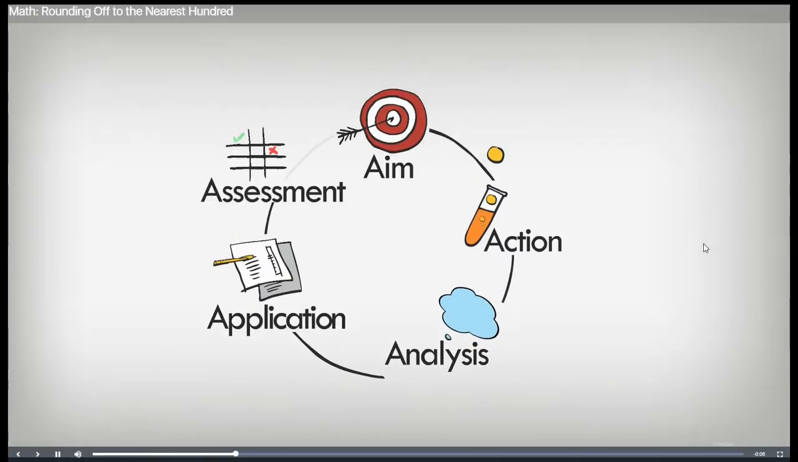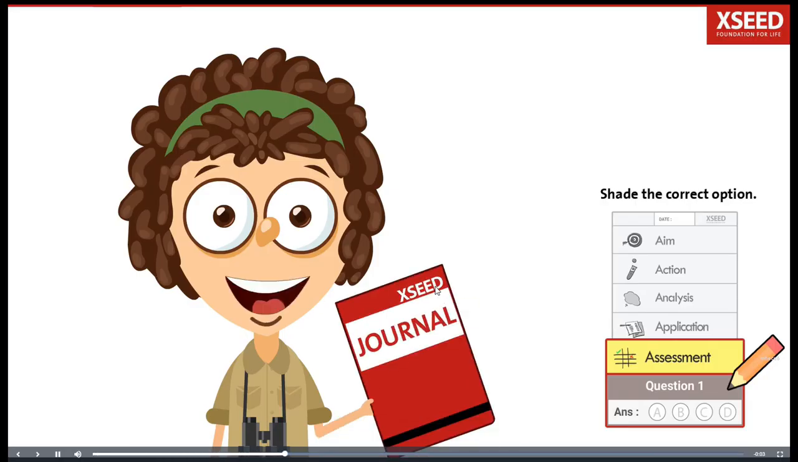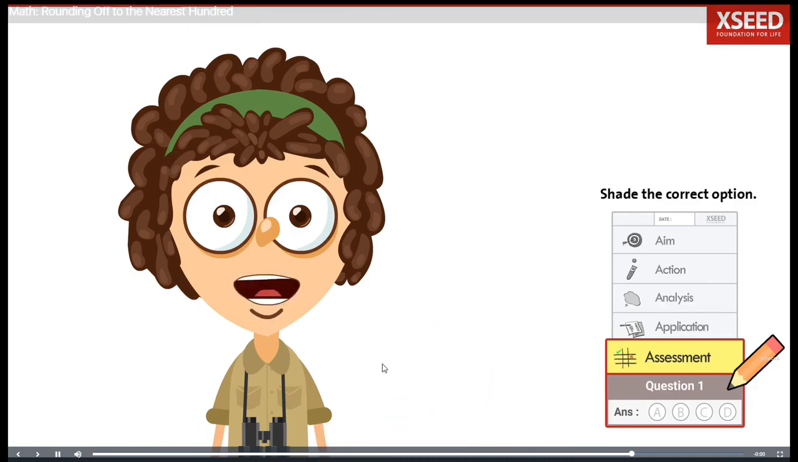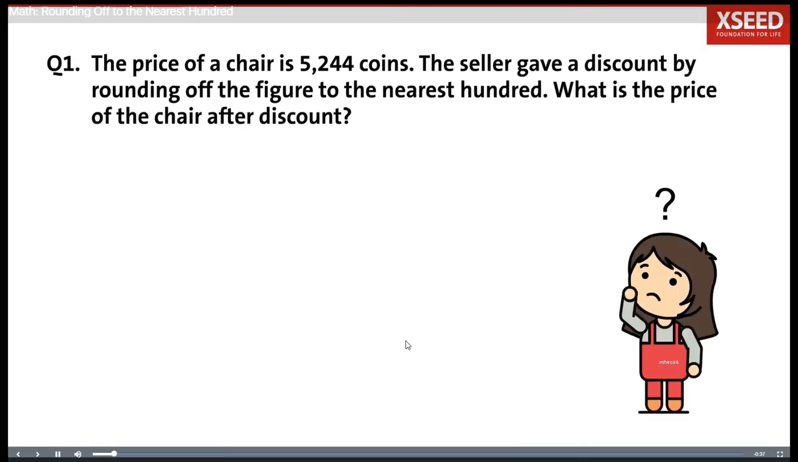Time for a quick quiz. Let's see if we remember what we learned in the class today. Shade the bubble for the correct answer in your journal. Question 1. The price of a chair is 5,244 coins. The seller gave a discount by rounding off the figure to the nearest hundred. What is the price of the chair after discount?